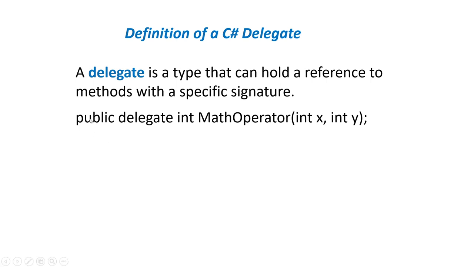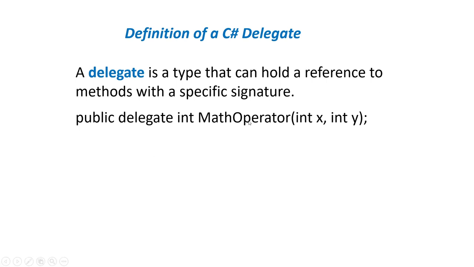Which is impressive. If you look at this statement here, which is the way we define a delegate, it says public delegate int MathOperator, int x, int y. In this delegate's declaration, this is a delegate named MathOperator. This delegate takes two input parameters, x and y, and both of them are of type integer. And it returns an integer as the output or result.